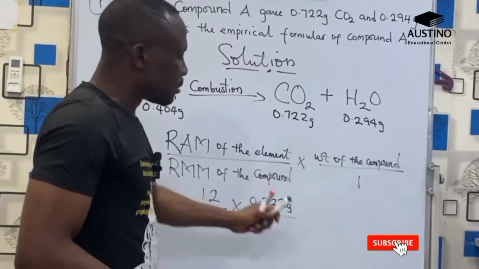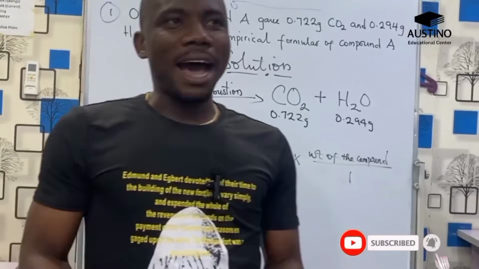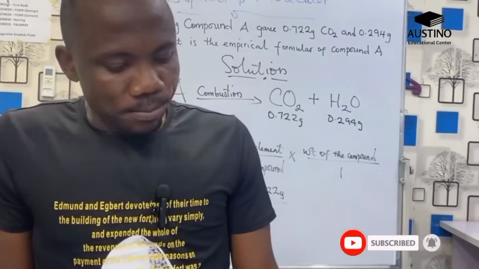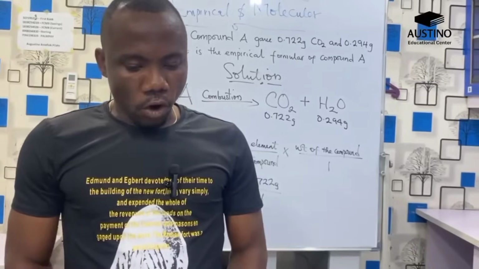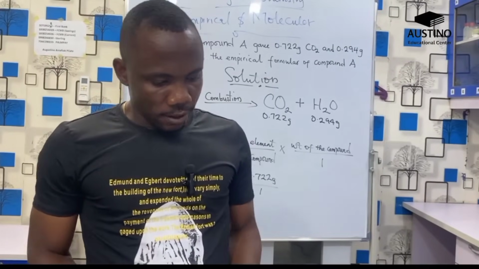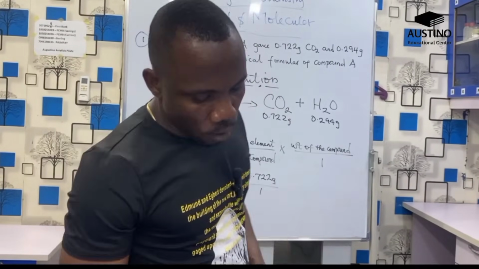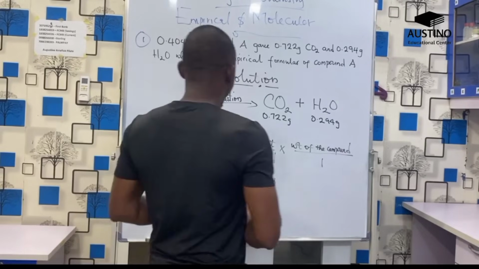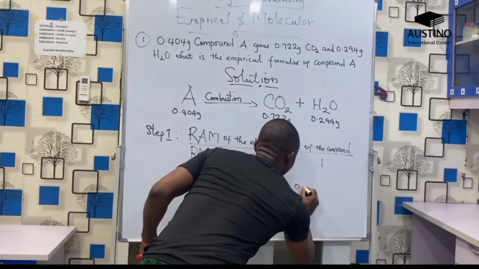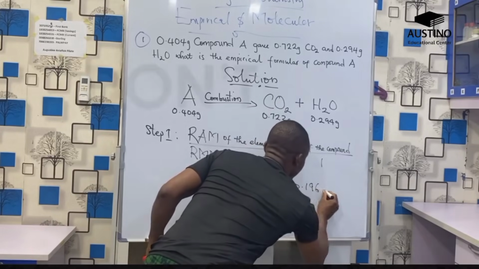If we do this mathematically, we are going to be arriving at the weight of carbon present in the unknown compound A. And then if we do that mathematically, we are going to be arriving at 0.196.